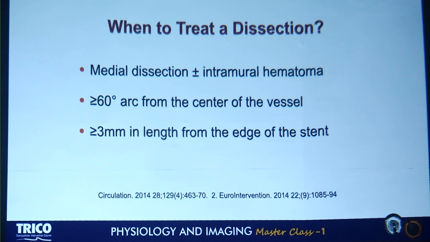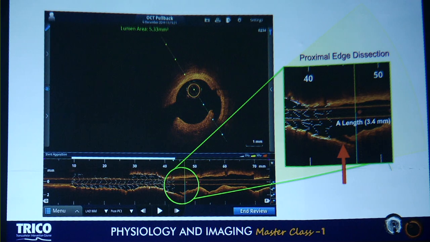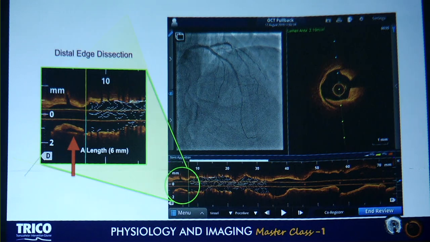About dissection, when to treat: if it is a medial dissection with or without intramural hematoma, or involves more than 60% of the arc from the center, or is more than 3 millimeters in length at the edge of the stent, you have to treat it. So this is the case. You can see this is a medial dissection, very badly treated.